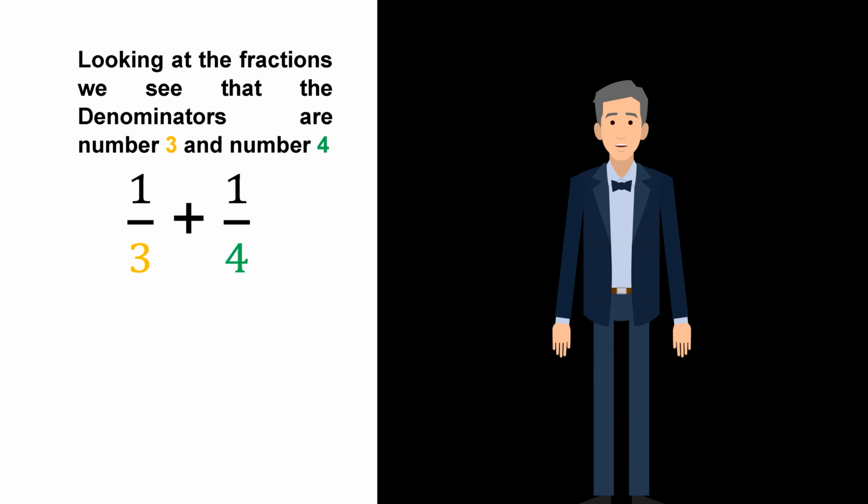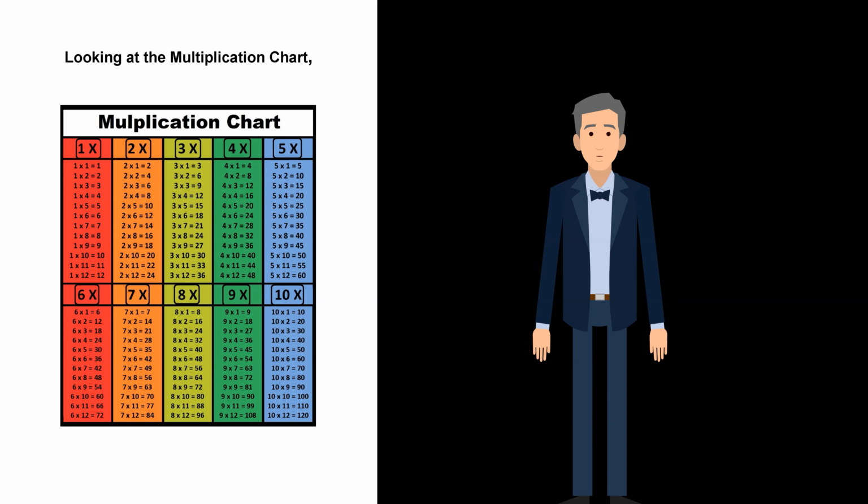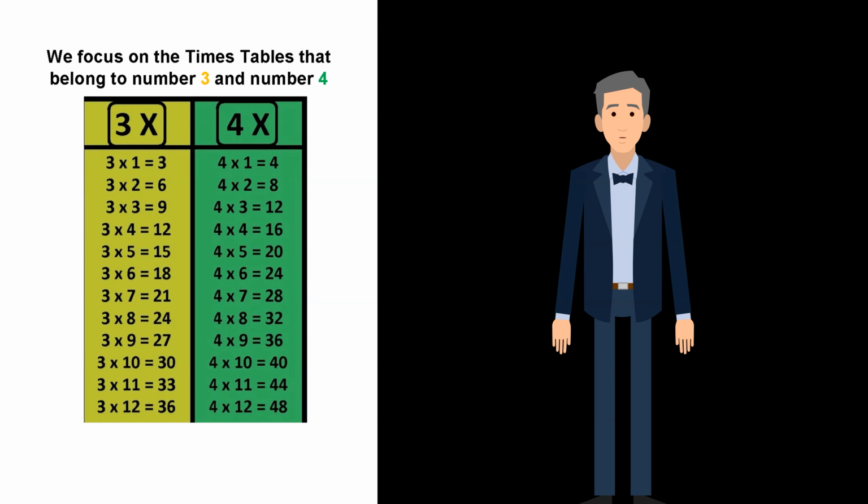Looking at the fractions, we see that the denominators are number 3 and number 4. Looking at the multiplication chart, we focus on the times tables that belong to number 3 and number 4.